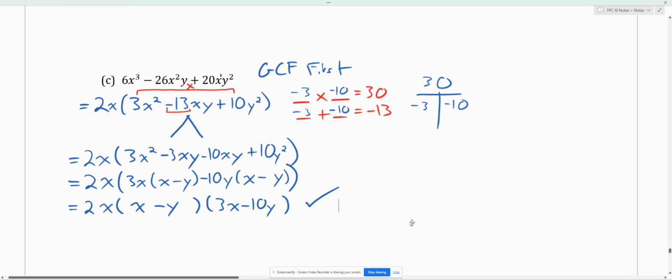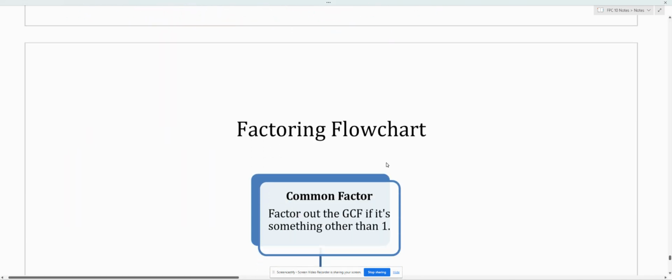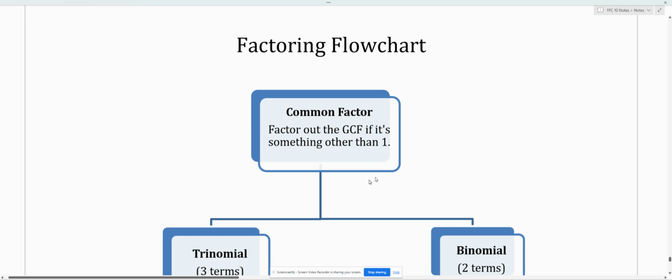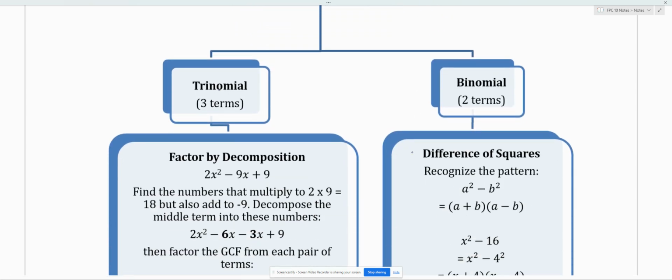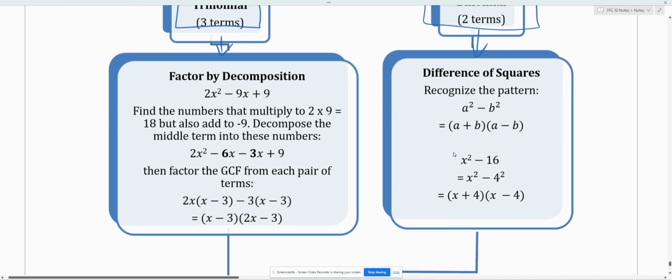Now, you're going to notice in your notes, one thing to add is this super handy factoring flowchart, which will help you when to use what method. And essentially, it comes down to this. Always check for a common factor first. Can you take out a GCF? Then based on how many terms you have, if you have a trinomial, you're going to do decomp. If you have a binomial, you're going to do difference of squares, just because it's faster and easier.